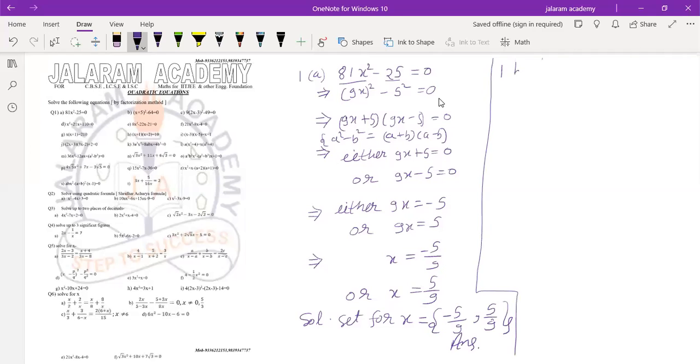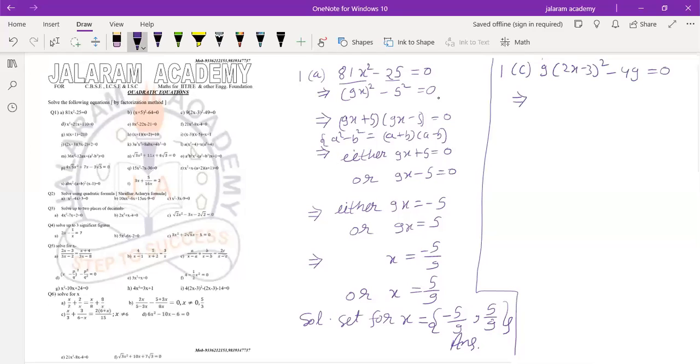So now can you tell me how to solve question number 1c? Leave this 1b, it is easier. You have to solve it yourself and ask if you don't get it. So 1c is 9 into 2x minus 3 whole square minus 49 equals to 0.